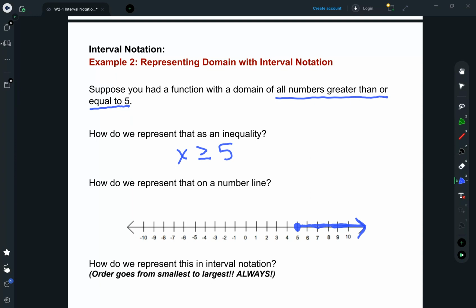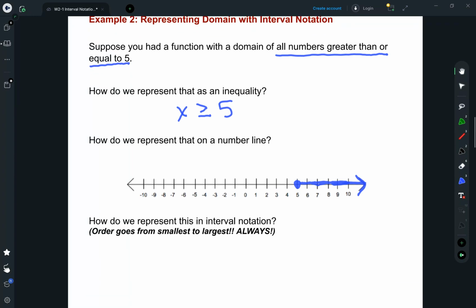So how do we write this in interval notation? Interval notation always goes smallest to largest. So you write your smallest number first and your largest number second. So our smallest number is 5, and we go all the way to infinity, right? So 5 to infinity. We're going to use a square bracket for the 5 because it's greater than or equal to, and we want to include that number in our domain. So we use a square bracket to indicate that we're going to include that number in our domain.